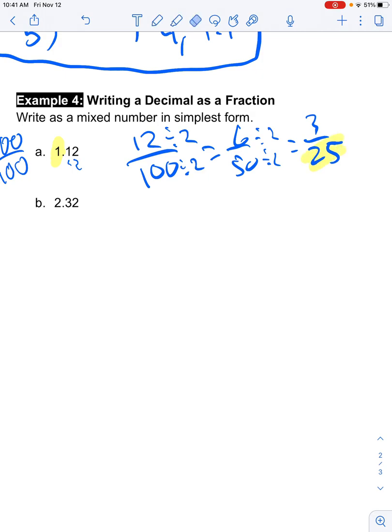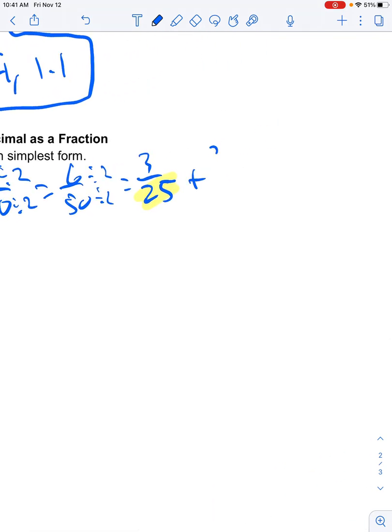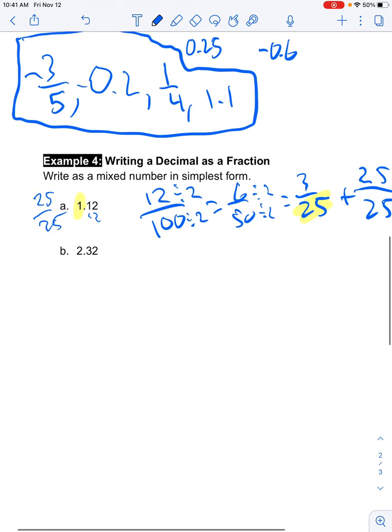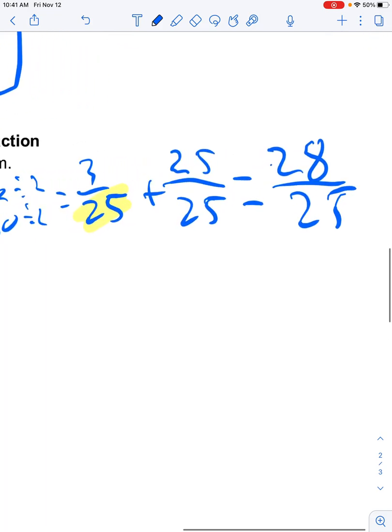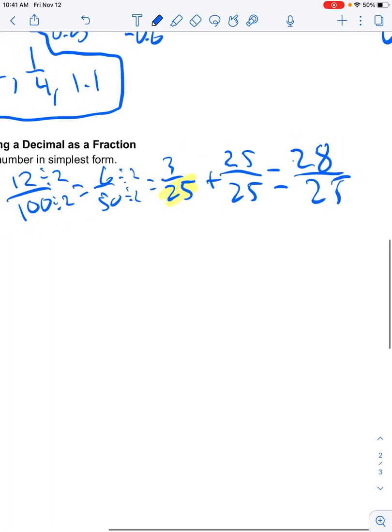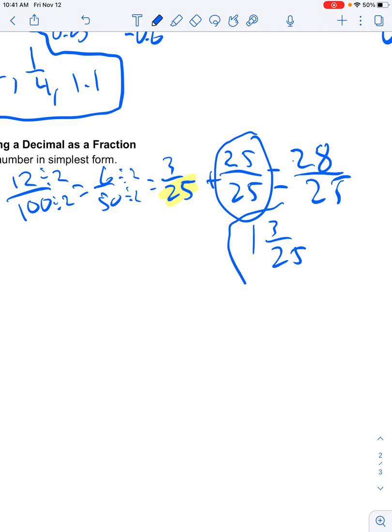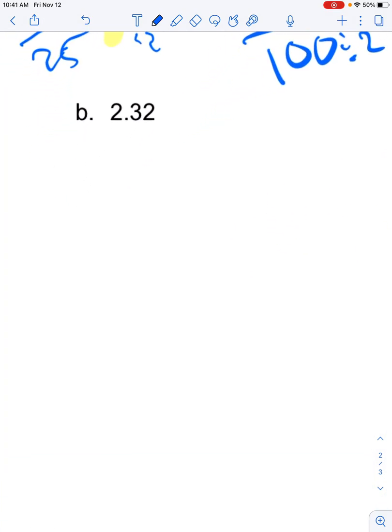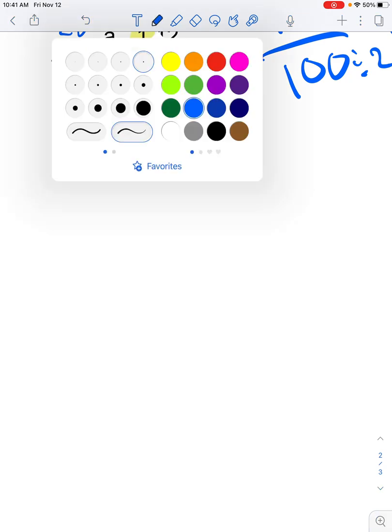Or because our denominator is a 25, we're going to say that it is a 25 out of 25. So I'm going to take 3 out of 25 plus 25 out of 25 and get 28 out of 25. Well, I guess since it asked for a mixed number, not an improper fraction, we could just substitute this in for 1 and say 1 and 3/25. 1 and 3/25. This would be an improper fraction.